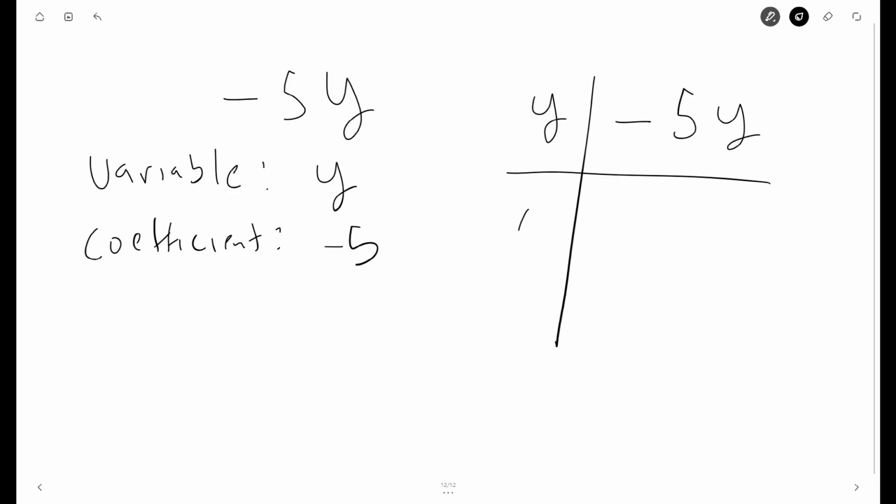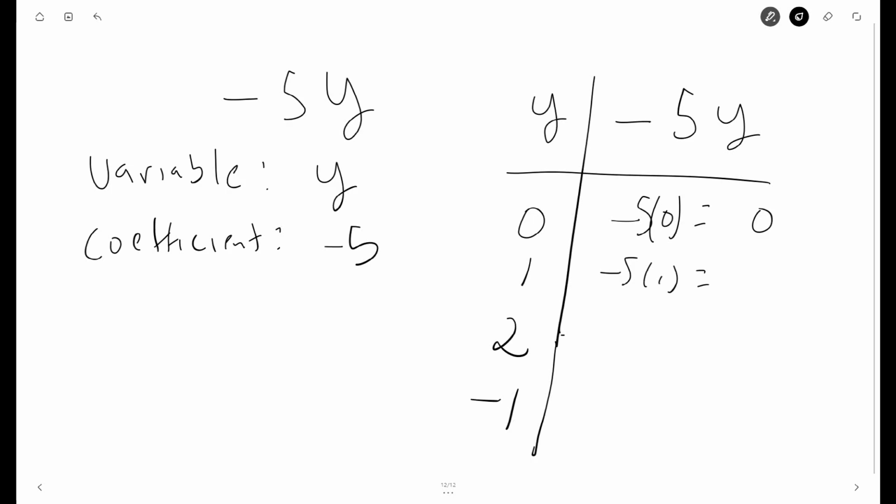So let's do something like 0, 1, and 2. Let's do also negative 1. Okay, so negative 5 times 0 is 0, negative 5 times 1 is negative 5, negative 5 times 2 is negative 10, and negative 5 times negative 1, that's 5.